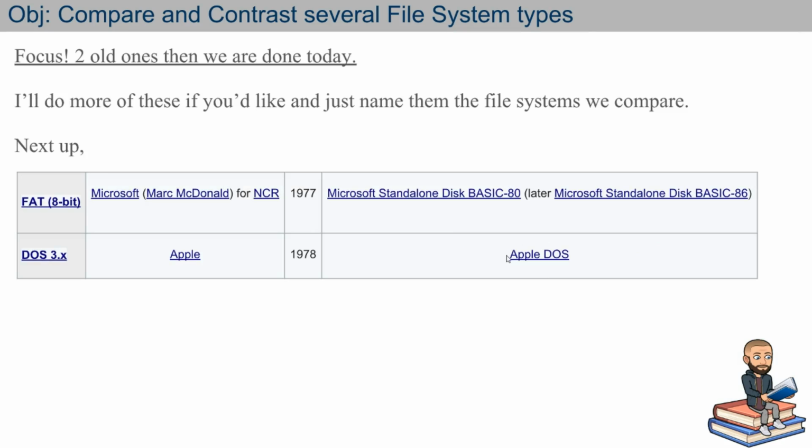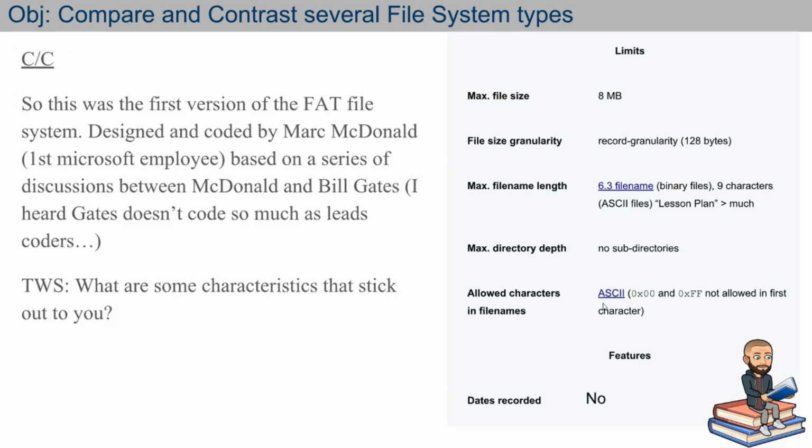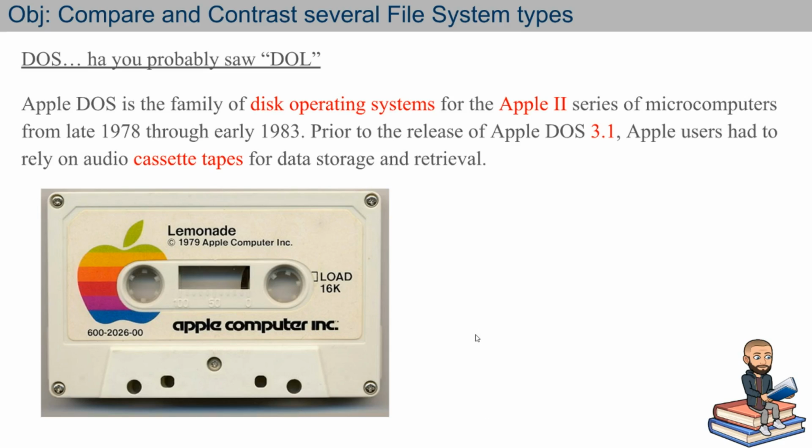What year are we looking at? 1977. In terms of what was allowed in the file name, we could use ASCII characters. And when I saved a file, was the date of the save recorded? No, it was not. So now let's go to our DOS, and I was thinking MS-DOS, which is a Microsoft thing, but this is an Apple thing.